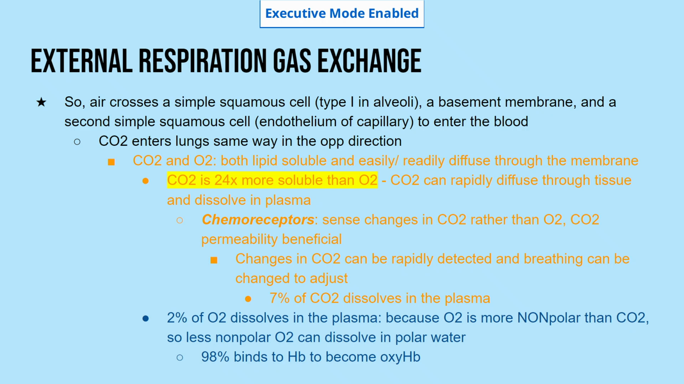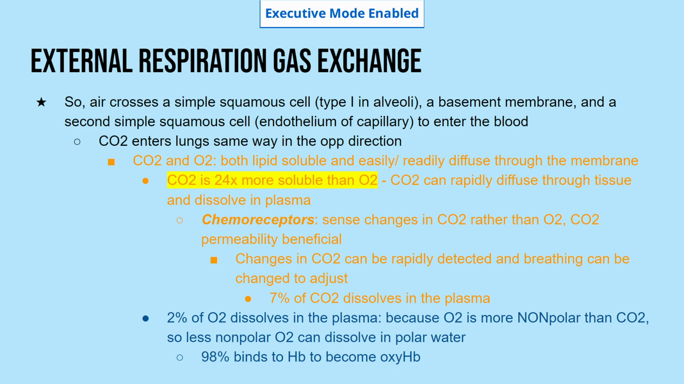So then carbon dioxide and oxygen, they're both lipid soluble and readily diffuse through the membrane. However, carbon dioxide is 24 times more soluble than oxygen. So carbon dioxide can rapidly diffuse through the tissue and dissolve in the plasma. So this is why chemoreceptors sense changes in carbon dioxide rather than oxygen in the body. So changes in carbon dioxide can be rapidly detected, and breathing can then be adjusted based off of concentrations of carbon dioxide.